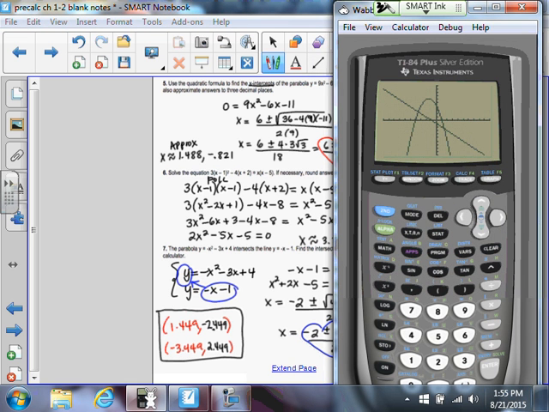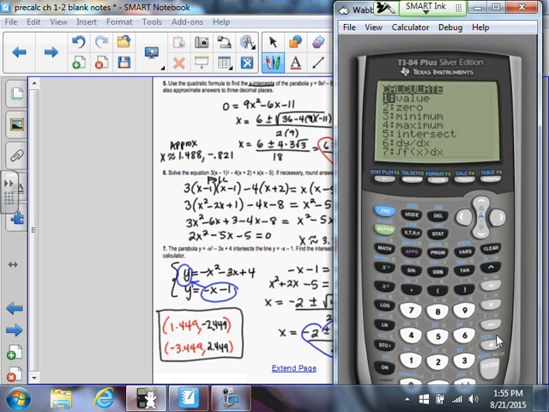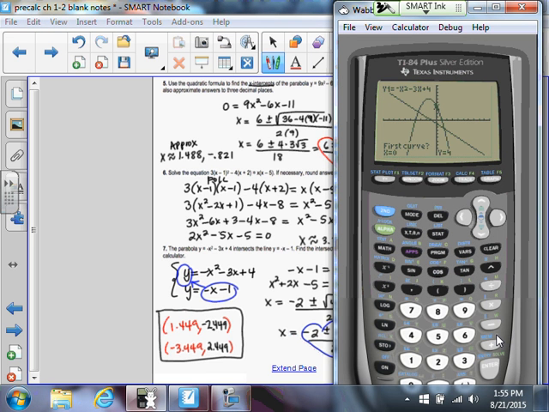All right, so we need to find the intersection point. So basically, any operation that you probably need in this class, most of them, are going to be found under second calculate. So we're going to hit second, and calculate is where the trace button is. So I'll often say second trace. So we're going to hit that. And what we're trying to find in this example are intersections. So we're going to go down to number 5. Good job. Or you can just hit 5 and it will do it. Trace is where it's like the 4th one along the top.